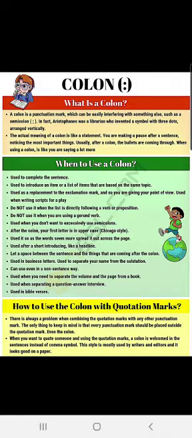You are making a pause after a sentence, noticing the most important things. Usually after a colon, the bullets are coming through. When using a colon, it is like you are saying a lot more. Alright children, so we use colon as a punctuation mark when you have to say something more about that sentence itself, and when you are introducing a list maybe.